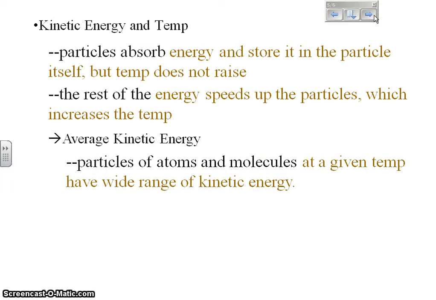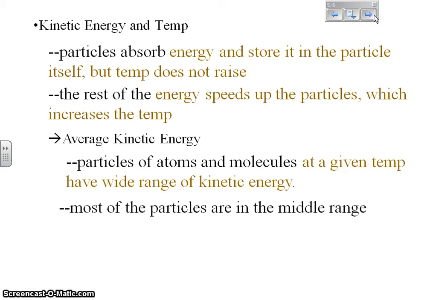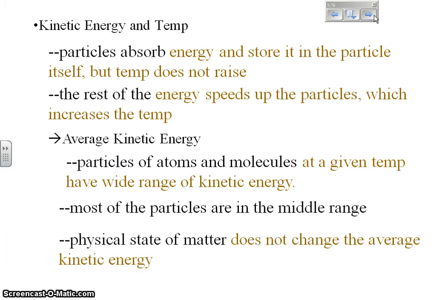Average kinetic energy: the particles of atoms and molecules at a given temperature have a wide range of kinetic energy. Most of the particles are in the middle range. So we have some that are moving fast, some that are moving slow. Now here's a key. The physical state of matter does not change the average kinetic energy. Average kinetic energy and Kelvin temperature.